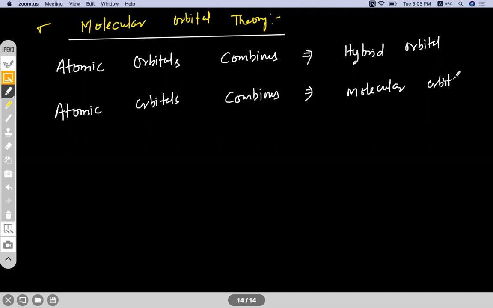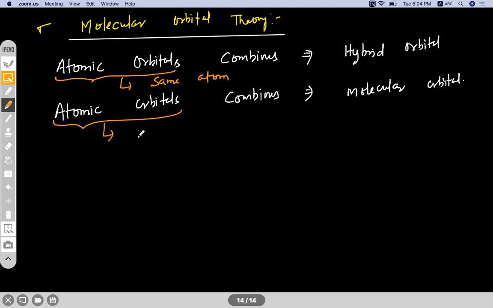Then you'll ask me, sir, what is the difference in the two? Both you are saying atomic orbitals combine and form this. Then what is the difference between molecular orbital and hybrid orbital? The basic difference is this: when hybrid orbitals form, the atomic orbitals must belong to the same atom. But when molecular orbitals form, atomic orbitals of different atoms combine. Are you getting me?